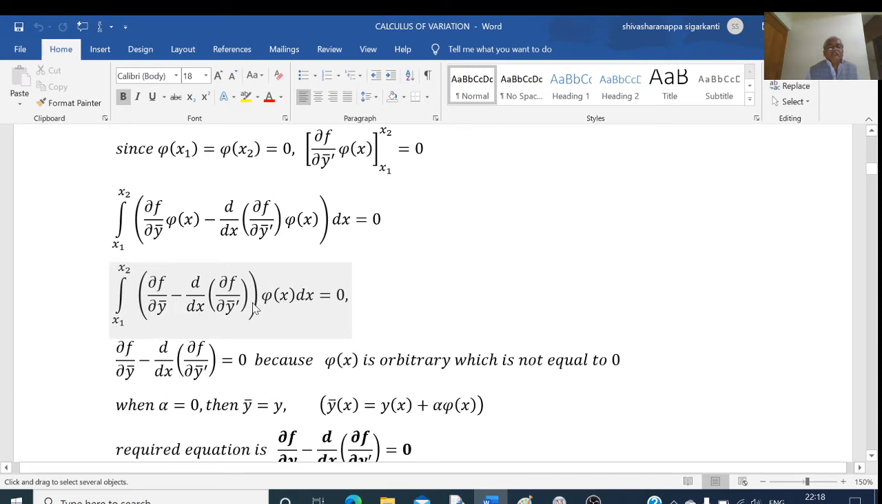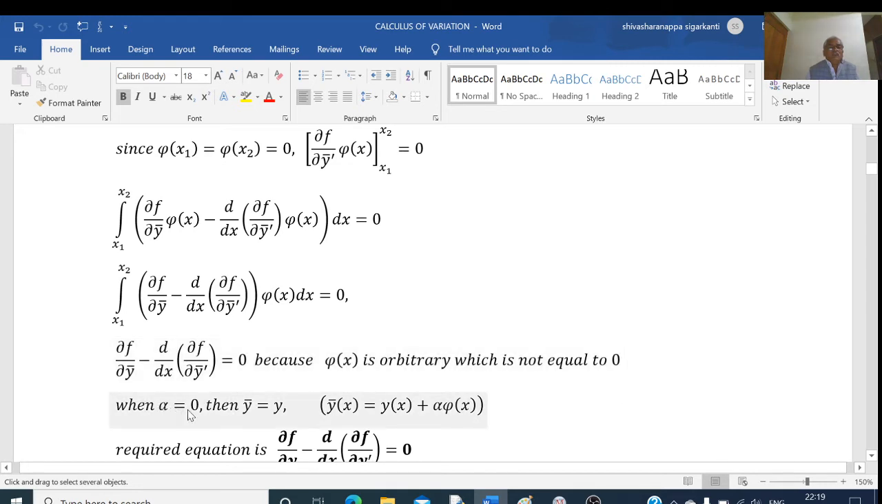And this integral consisting of this bracketed quantity into pi of x is equal to 0. Means either this bracketed quantity equal to 0 or pi of x equal to 0. But here pi of x is any arbitrary function. Therefore, pi of x cannot be equal to 0. The only possibility is this bracketed quantity is 0. That is, dou f by dou y bar minus d by dx of dou f by dou y bar dash must be equal to 0.